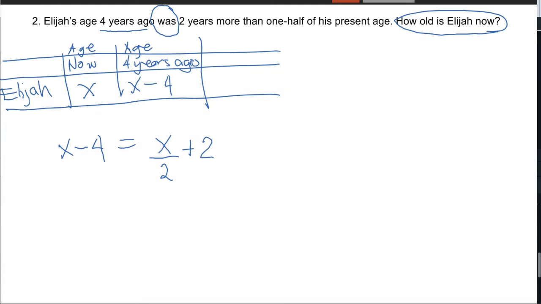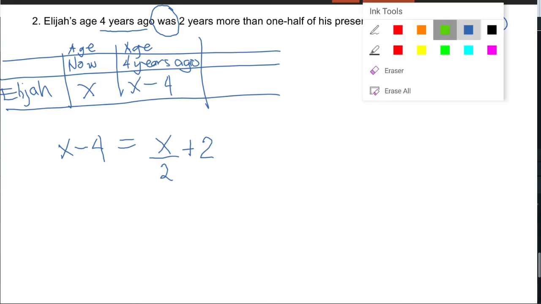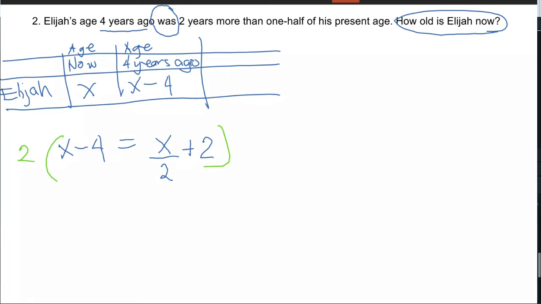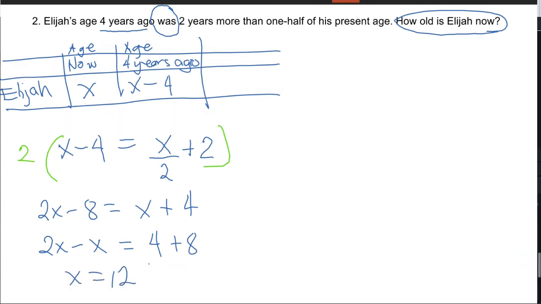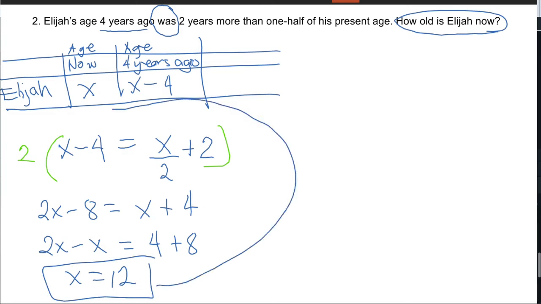If you're not fond of solving fractions, I have a tip for you. Just multiply the entire equation by 2 to get rid of the fraction, because solving fractions really takes a lot of our time. So multiplying this by 2, we will get 2x minus 8 equals, then we will just cancel the denominator. That's the reason why we multiply everything by 2. So we have x plus 4. Then we get 2x minus x, then 4 plus 8, then x is equal to 12. Therefore, the age of Elijah is 12 years old.